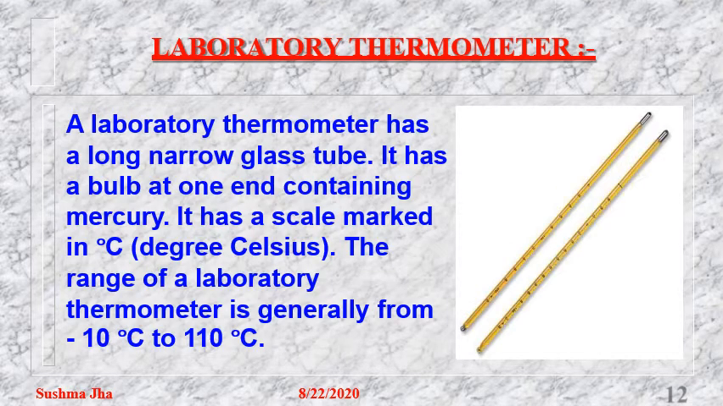Then the last is the laboratory thermometer. These are relatively longer. A laboratory thermometer has a long narrow glass tube. It has a bulb at one end, as a normal thermometer. Its scale is marked in degree centigrade. The range of the thermometer is generally from -10 to 110 degrees centigrade.